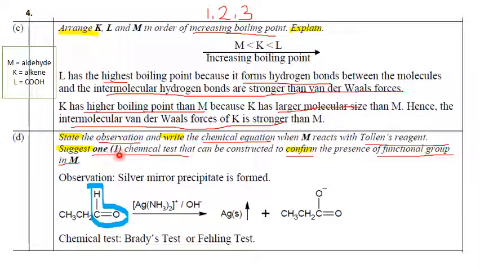Next, state the observation and write the chemical equation when M, propanal, reacts with Tollens' reagent. Suggest one chemical test that can be used to confirm the presence of the functional group in M, which is a carbonyl compound. So the observation is that a silver mirror precipitate is formed, and by using the equation, propanal reacts with Tollens' reagent, and the silver mirror precipitate forms, and this is the product as well. Another chemical test we can use is the Brady test, which will give an orange or yellow precipitate, or the Fehling test. Fehling test means it will form a brick red precipitate.